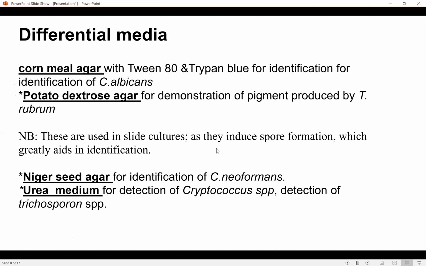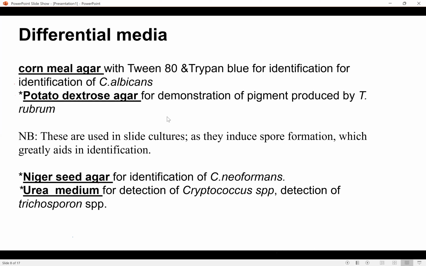We could also use differential media. Differential media, in this case, permits us to presumptively identify the organism based on its growth characteristics, its growth morphology, or its presentation on the growth medium after culture or incubation. A good number of media are available for our use in this. We have corn meal agar with Tween 80. Tween 80 is an enrichment substance that is used to permit growth.